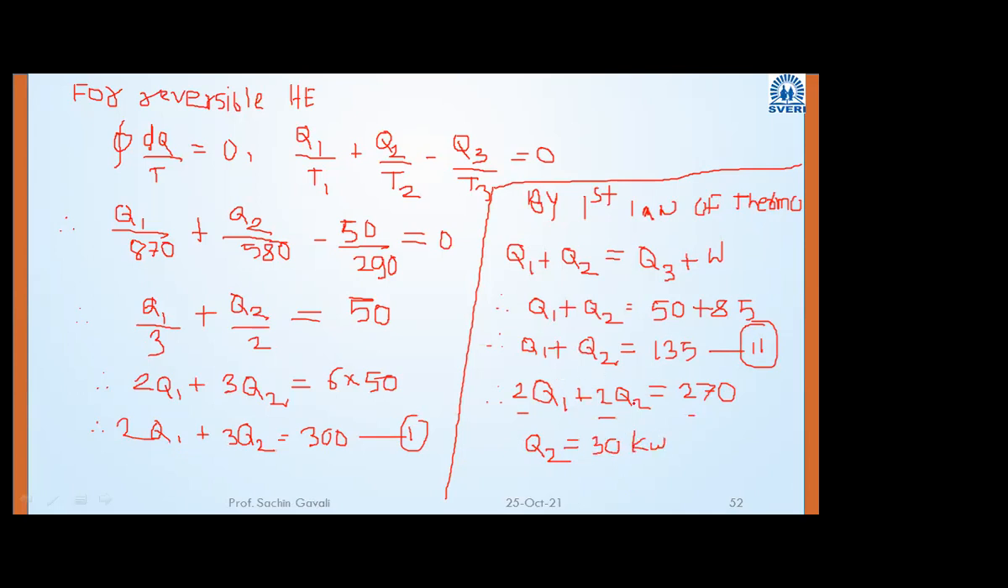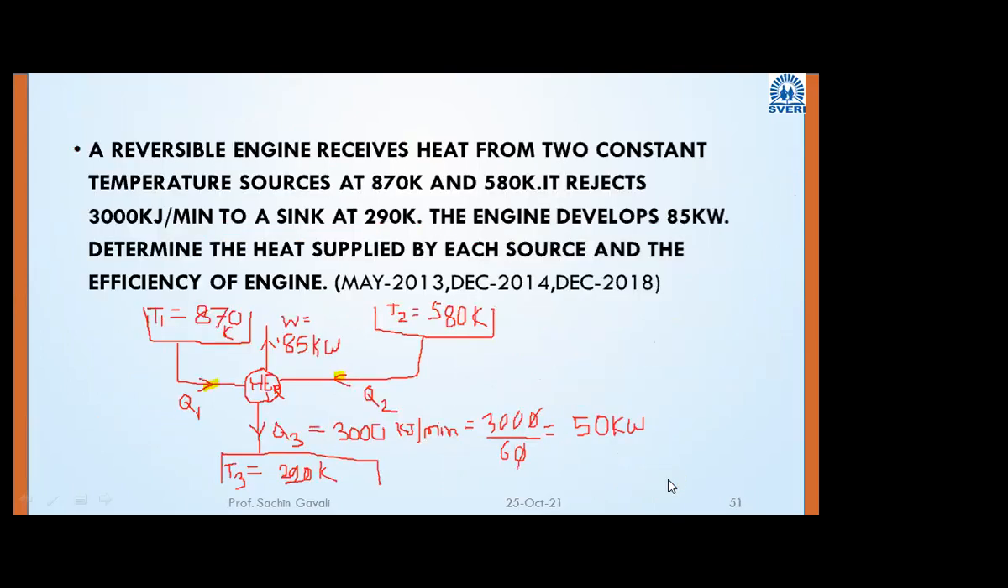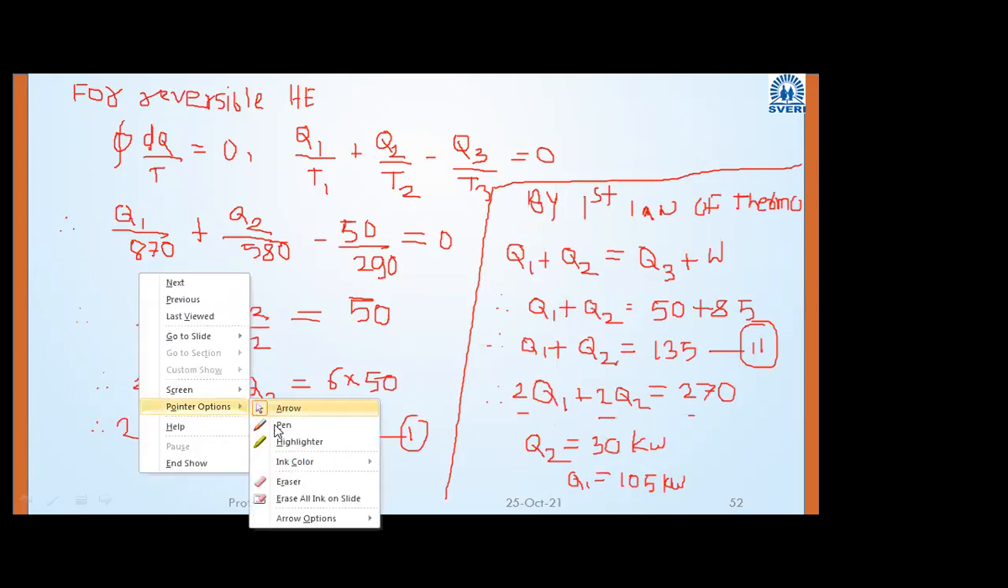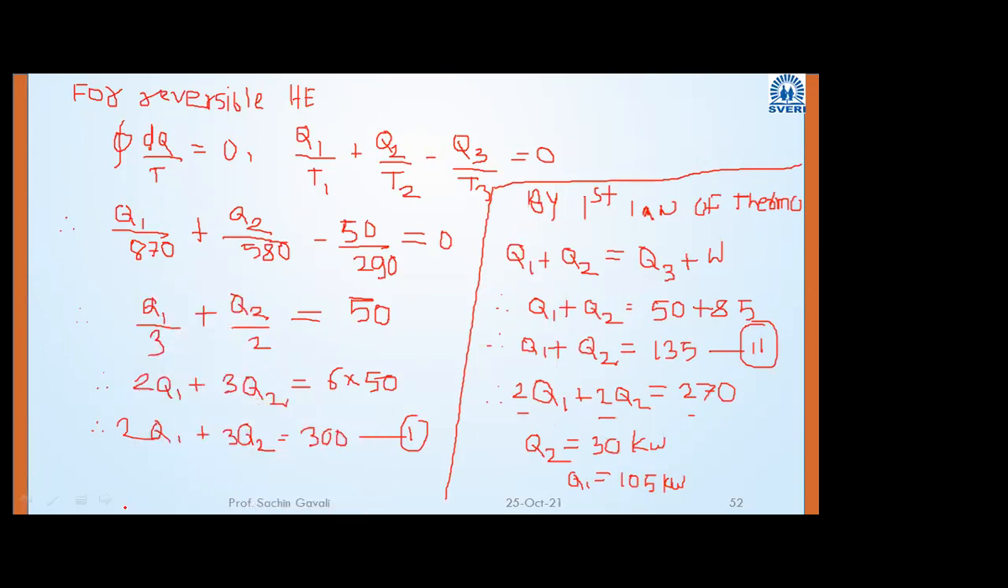Q1 plus Q2 is equal to 135. Therefore, Q1 is equal to, anybody to solve, 105. What they asked, whether two answers we got. Determine the heat supplied by heat engine, Q1 and Q2, and efficiency of heat engine. Now efficiency is equal to, what is efficiency formula? Work obtained divided by total heat supplied.